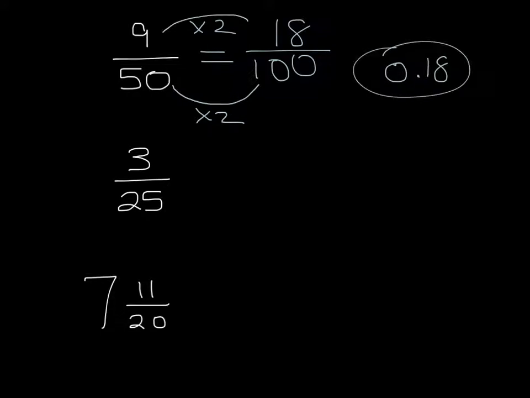9/50ths is equivalent to 18 hundredths. 9/50ths is in fraction form. 18 hundredths is in decimal form.